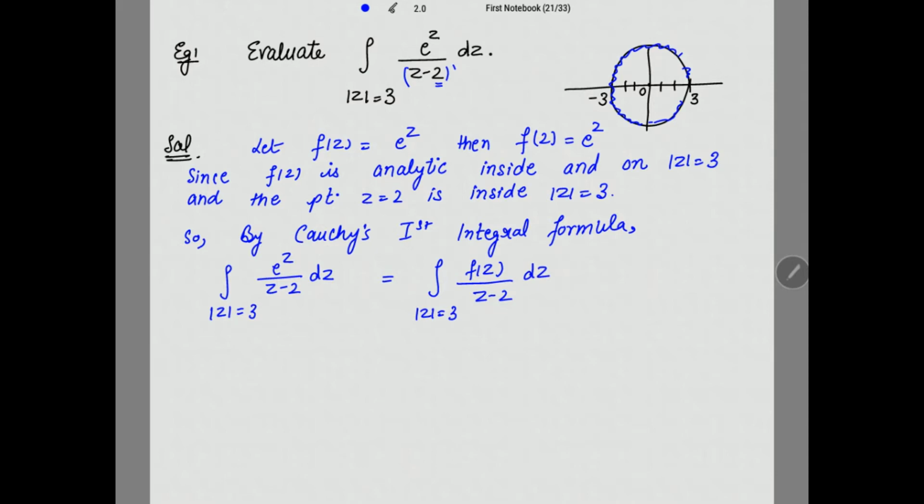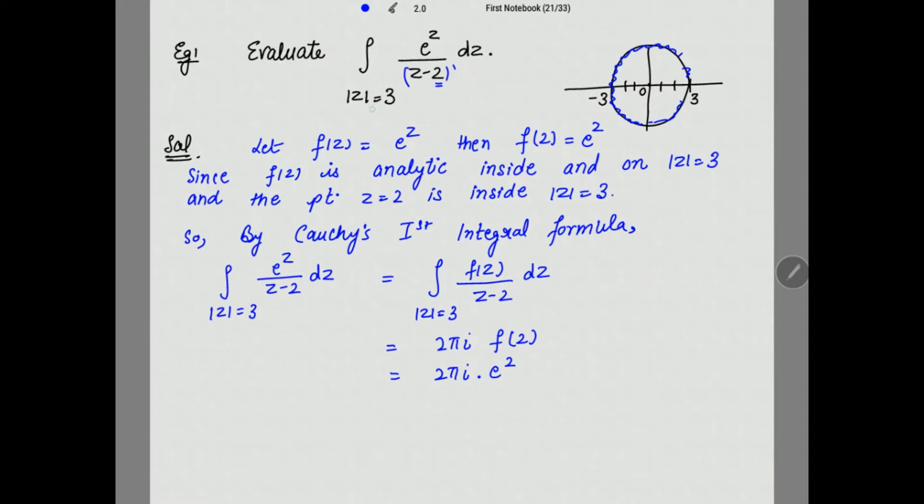Now using this formula which we have read as a remark, this is equal to 2 pi iota f of z naught. Z naught is 2, so f of 2, which is equal to 2 pi iota e square. This is your solution. So we just have to check whether the power of the denominator is 1 or greater than 1. If it is 1, then we use Cauchy's first integral formula. If it is greater than 1, then we use Cauchy's integral formula.